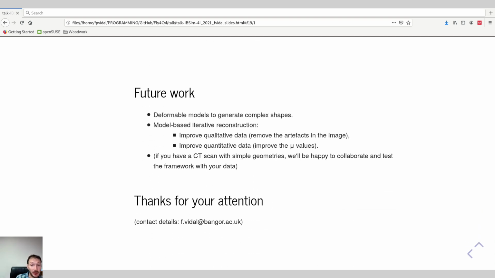For future work, we could address some of the difficulty with a deformable model. And what we'd like to do, based on what I just last presented, is a model-based iterative reconstruction to improve the quality of data. So I try to remove the artifact and improve the linear attenuation values. And if you have a CT scan with artifacts and hopefully simple shapes, we'll be happy to try our framework on your data.